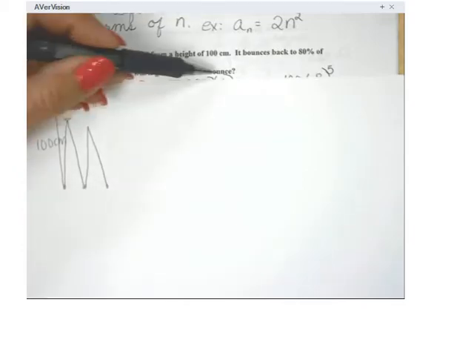Okay, so we know we're starting here, and it's going to go down 100 centimeters, and then it's going to bounce. It's only going to bounce up to 80% of what it was. And then it's going to come down, and this will be its second bounce. And then it's only going to come back to 80% of the way it was. And then it's going to have its third bounce. And I want to know how high it will be after its fifth bounce. So here's after its first bounce, its second bounce, etc.